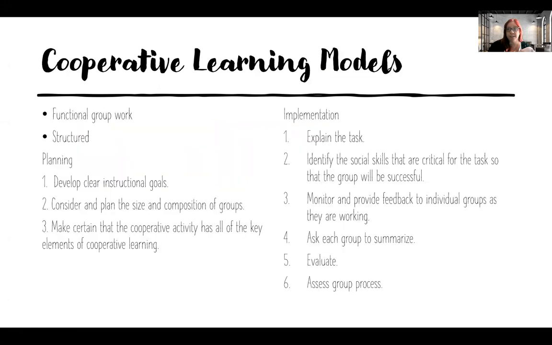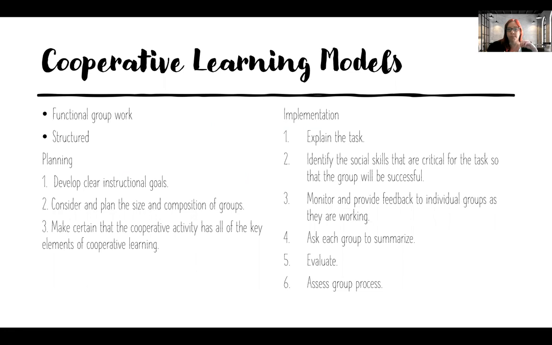All right, our next model is cooperative learning models. So essentially, cooperative learning is functional group work. And the big difference between just saying, hey, go work with your table or go work with a partner is that it's structured. We have structures in place to support students in cooperative learning.